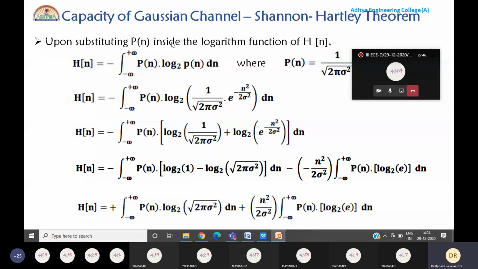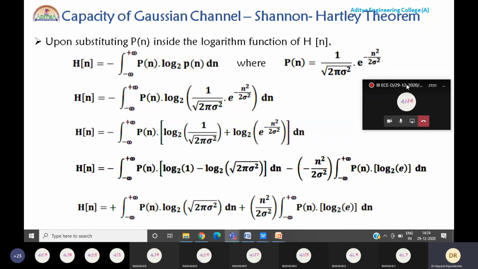Now let us substitute P of n inside the logarithm function of H of n. H of n will be minus integral from minus infinity to plus infinity of P of n into log P of n base 2 dn. But instead of substituting it outside the logarithm, please substitute inside the logarithm function. So log, substitute P of n as 1 by root 2 pi sigma square e power minus n square by 2 sigma square dn.